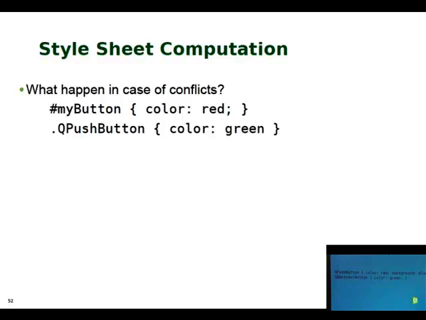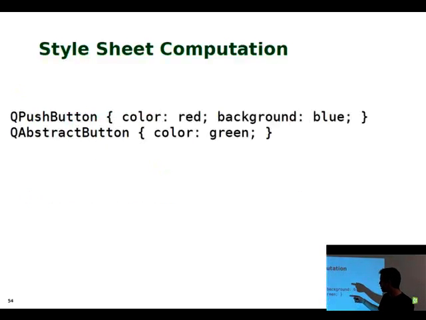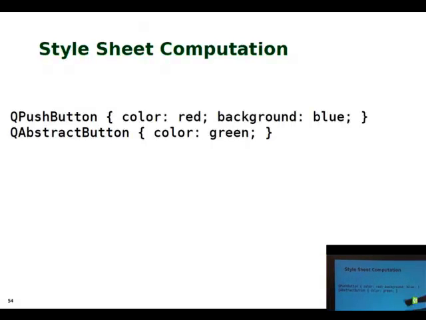So for example, in that case, we have a push button which is an abstract button, but those two rules have the same weight, so the color will be green. But this one will also apply, and they will be merged, so the background will be blue and the color will be green. If the rules were inverted, then the color would be red.